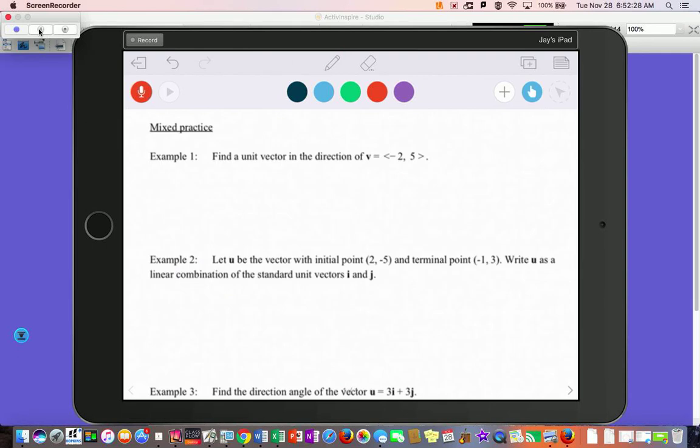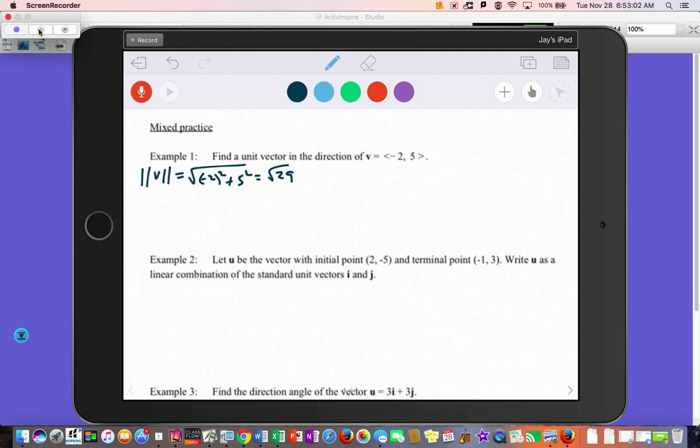Okay, so this is the mixed practice. I'll just go through these problems again. If you want to pause it and do them as DIYs, go right ahead. Otherwise, I'll start. The first one is find a unit vector in the direction of. So the first thing you'd have to do is find the magnitude, which would be the square root of negative 2 squared plus 5 squared. So I end up with the square root of 29.